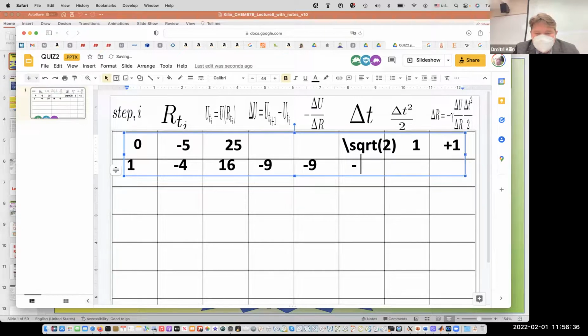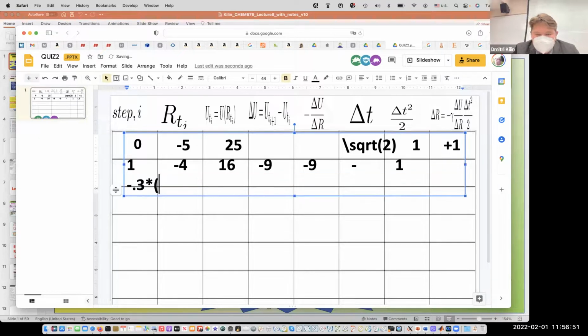Time increment is the same. The delta t squared over 2 is the same. And now we compute delta r. So we have minus 0.3 times minus 9 times 1.